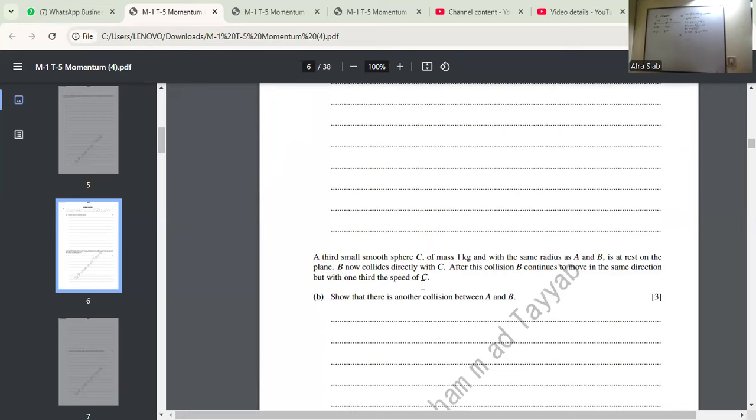A third smooth sphere C of mass 1 kg with the same radius and the same center as A and B is at rest on the plane. B now collides with C. After this collision, B continues to move in the same direction but with one third of the speed of C. Show that there is another collision between A and B.